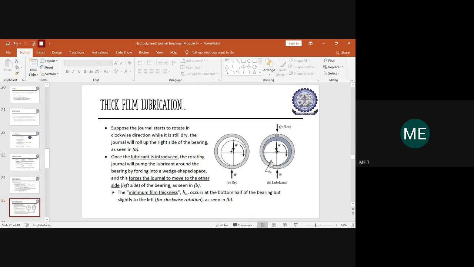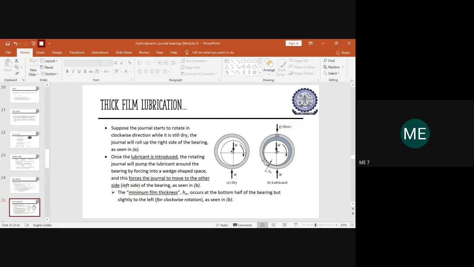You can see here a small gap in between the journal and the bearing, which is the minimum amount of clearance associated across the surface of the journal and the bearing. So this distance is called the minimum film thickness. The minimum film thickness will be represented by H naught, and it usually occurs at the bottom of the bearing, across the clockwise rotation in which it is rotating.